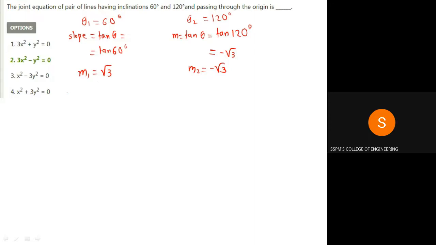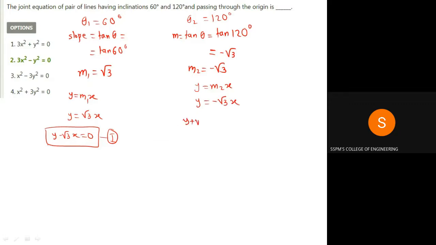So what is the standard form of the equation of a line when the slope is given? It is simply y is equal to mx. Here y is equal to m1x and here y is equal to m2x. What is y is equal to m1x? It is y is equal to root 3x. We can write it as y minus root 3x is equal to 0. So this will be our first equation. And similarly, we can solve for m2. What is m2? It is minus root 3x. So y plus root 3x is equal to 0. This is our second equation.